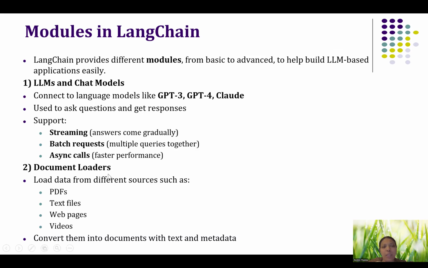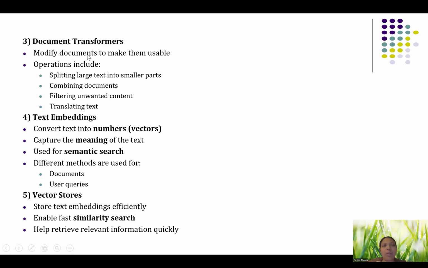Another module in LangChain is the document loader, which helps us get data from different sources, maybe a PDF, a text file, a web page, a video, or whatever it may be. The next one is the document transformer. It helps us modify the document so that we can use it. The operations we can do are splitting large text into smaller parts, doing corrections, combining documents, filtering unwanted content, or translating text. All this can be done.